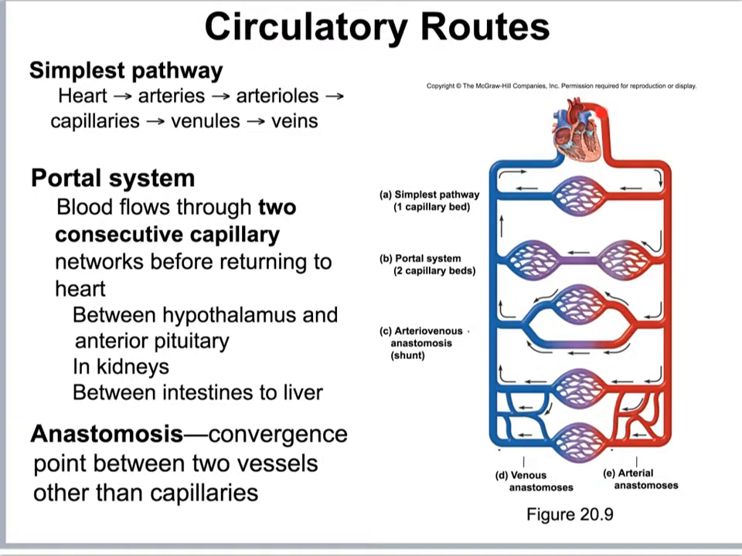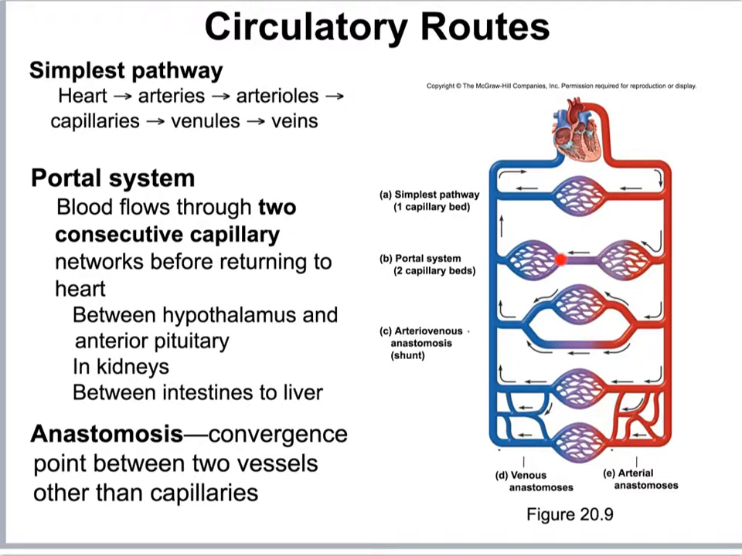One is a portal system. This is found in endocrine organs, as well as in a few places where you have something that's going to be done to the blood, for instance, in the liver. All right? So in this case, let's take the liver. You have your heart pumps blood into arteries. That blood goes from the arteries into a capillary bed where they drop off their oxygen. It collects back into a vein.